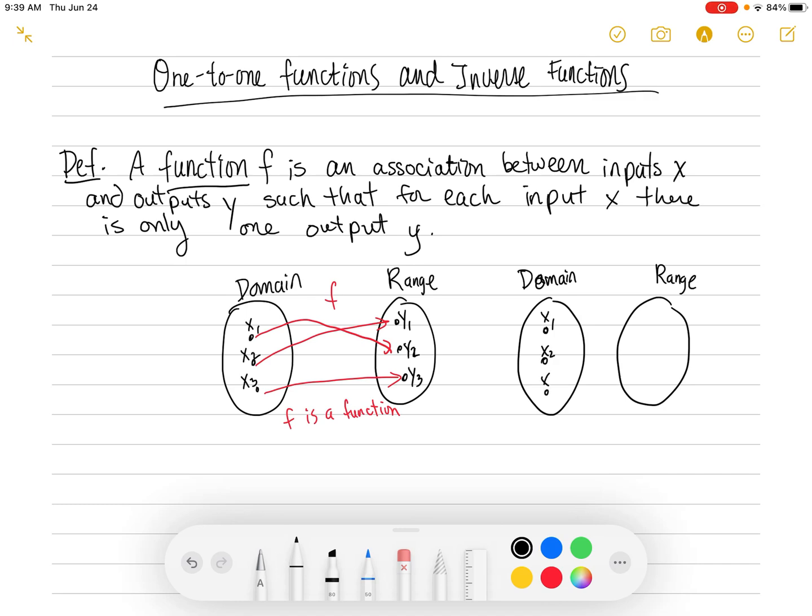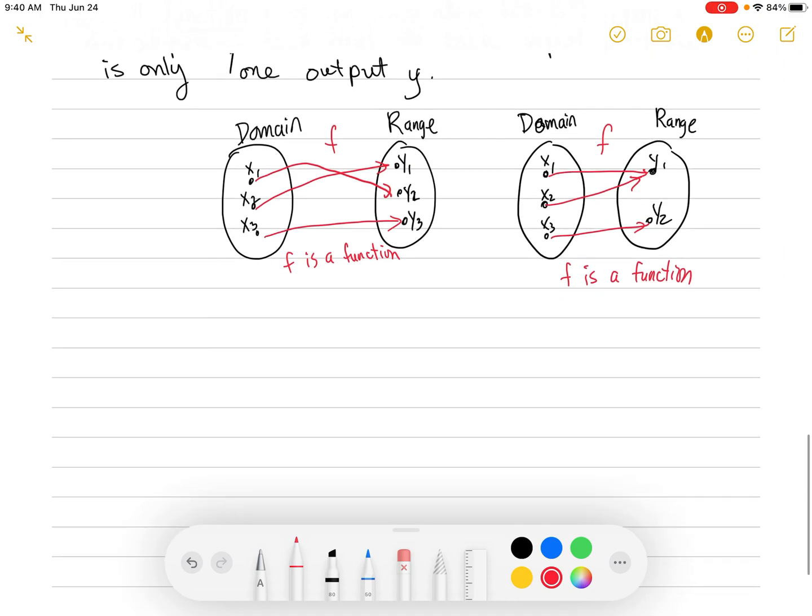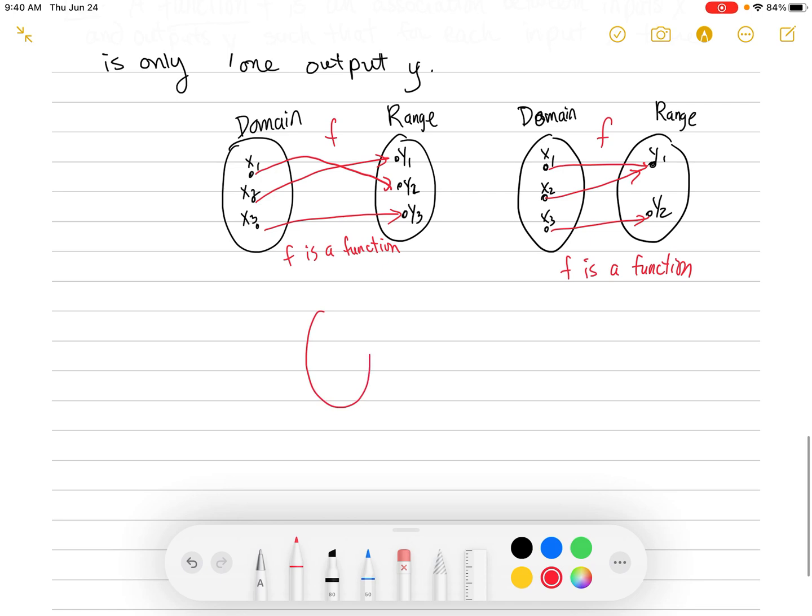Let's do another example to show something that is a function. So we have x1, x2, and x3 as our inputs, and over here we have our outputs, y1 and y2, and let's say the association does something like this. This is still a function, right? Every input has exactly one output: x1 has one output, x2 has one output, x3 has one output. So f is a function here.